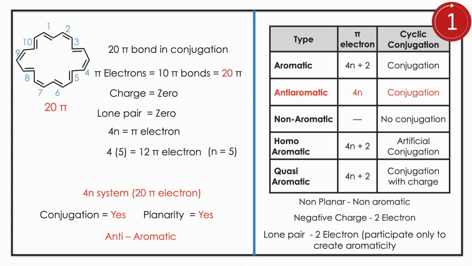20 means it's a 4n pi system, where n equals 5. Conjugation is definitely there. Planarity is definitely there. So a 4n system with conjugation and planarity means the given compound is anti-aromatic.